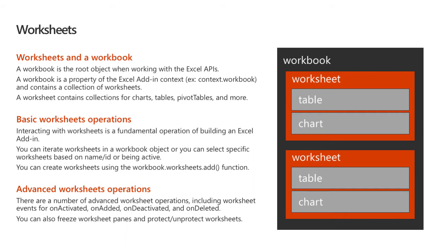Basic worksheet operations that you can do, we can interact with worksheets because that's a fundamental operation of building an Excel add-in. You can iterate worksheets off of the workbook object, or you can select specific worksheets based on name, ID, or being active or not. You can create worksheets using the workbook.worksheets.add function. Now, looking at the advanced operations, there's a number of advanced operations that we can do, such as binding to worksheet events such as onActivated, onAdded, onDeleted, and onDeactivated. And you can also freeze worksheet panes and protect and unprotect worksheets.